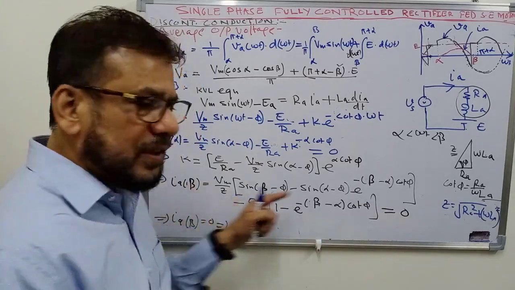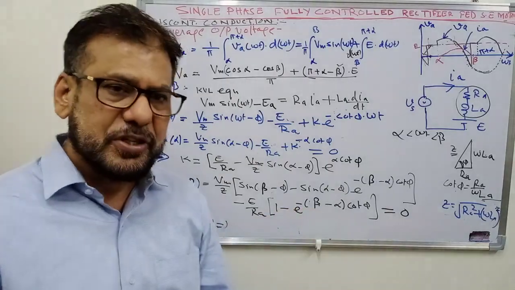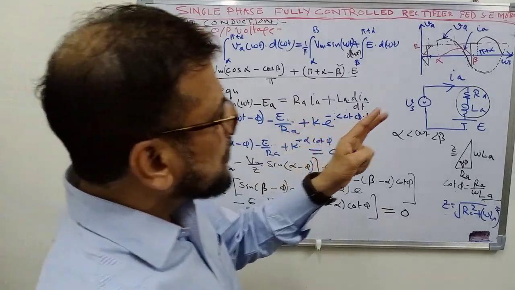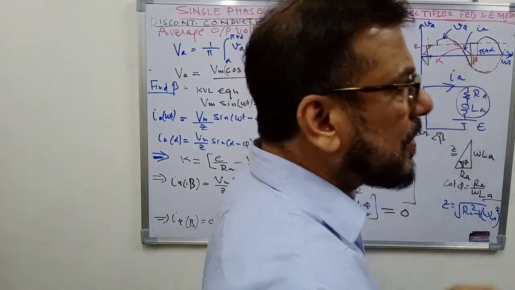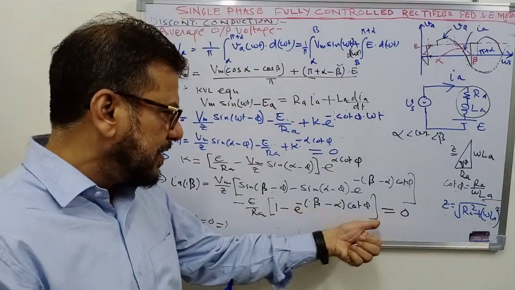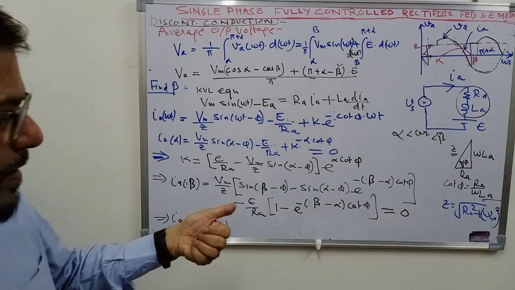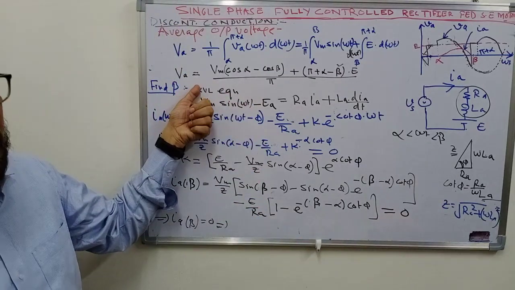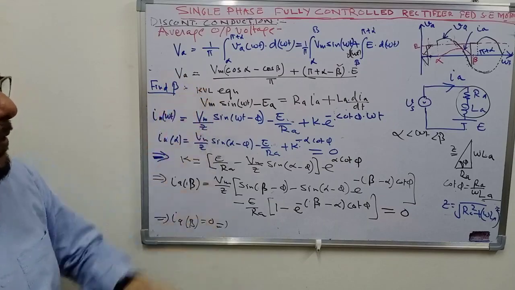So this is a non-linear equation. It is not possible to find the solution of beta in terms of some equation, but you can apply the hit and trial method. You know the range of beta, it can be between pi and pi plus alpha. So in this range beta will be there. You just put different values of beta till you get this value equal to 0. So that value of beta you can obtain by hit and trial method. Knowing beta, you can find out the average value of output voltage.